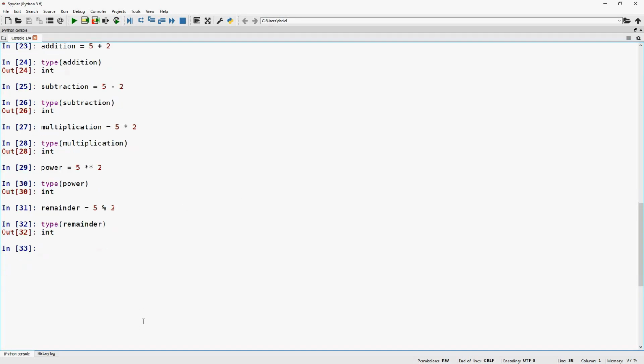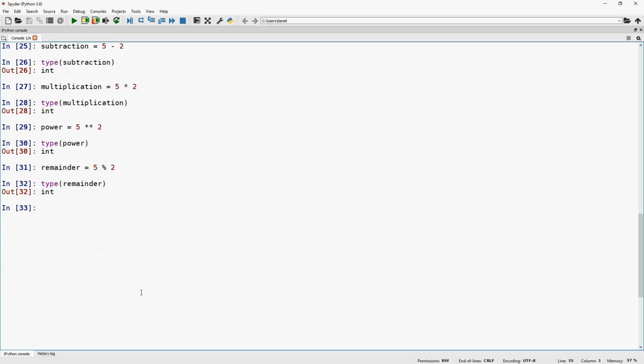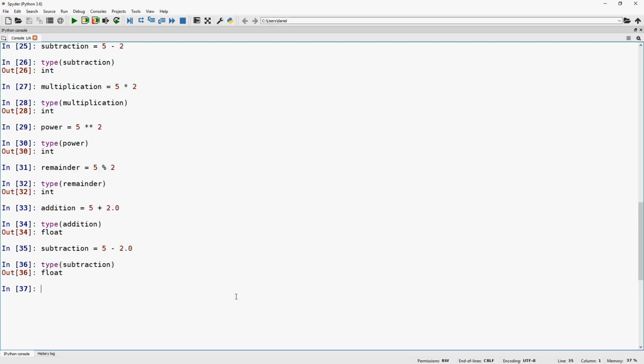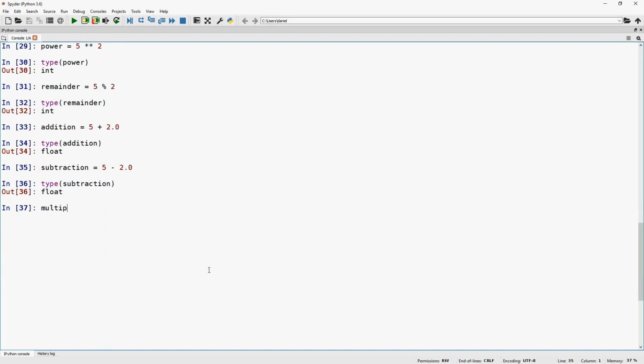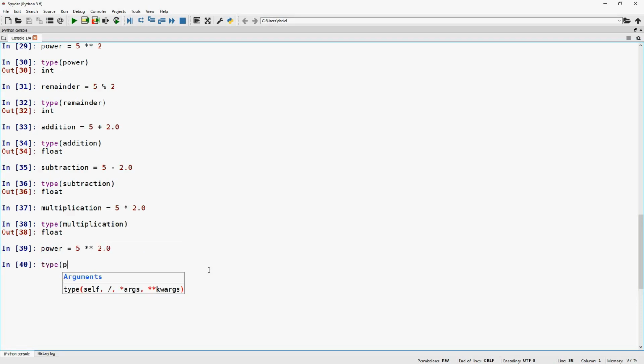When we mix an integer with a float, the result is always a float. For example, addition, subtraction, multiplication, power, and remainder.